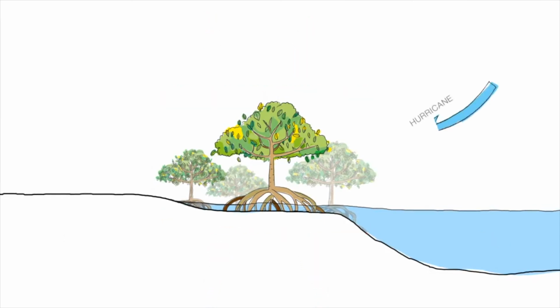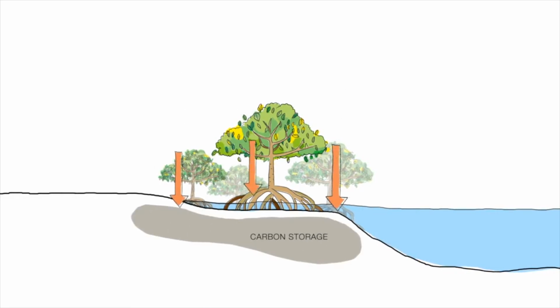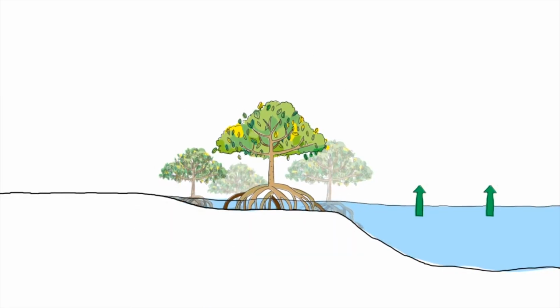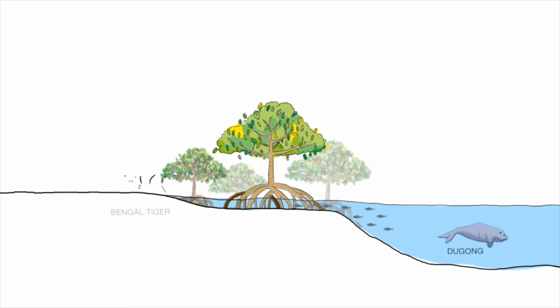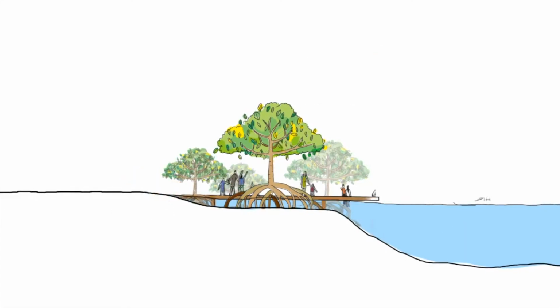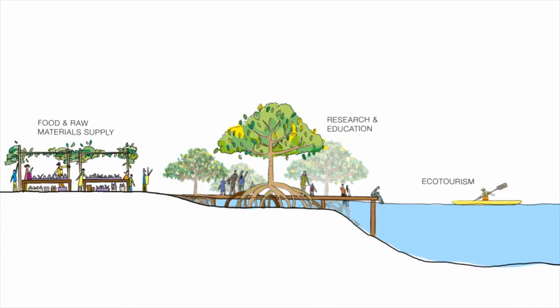They protect against extreme weather conditions, store between 10 to 15% of carbon in the atmosphere, protect the coast from erosion and sea level rise, and are habitats to several marine species. They also provide visual, economic, and cultural benefits.